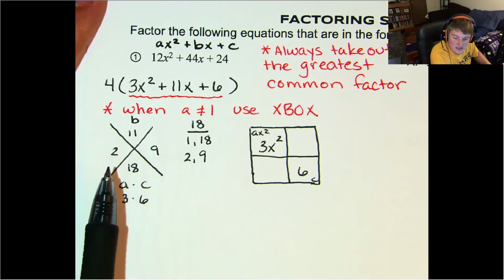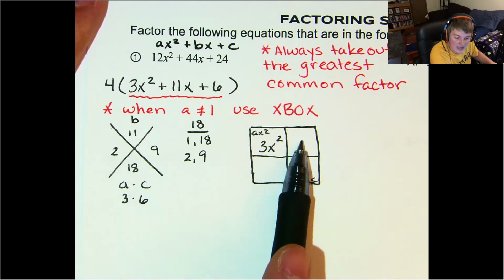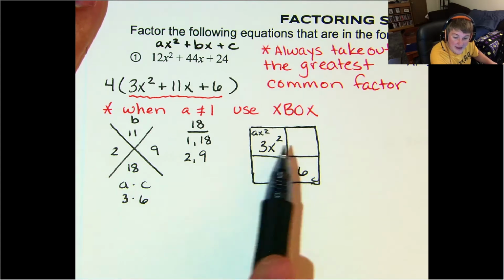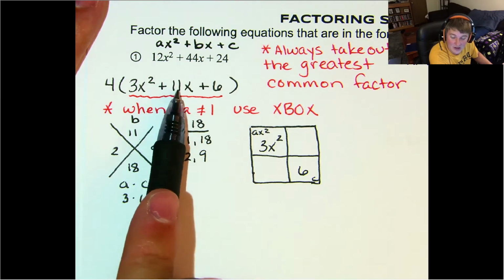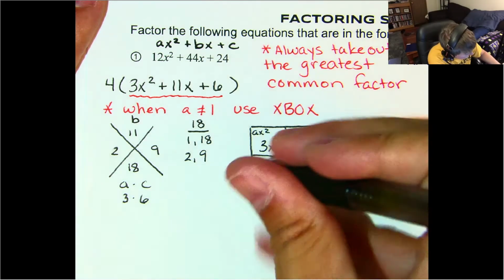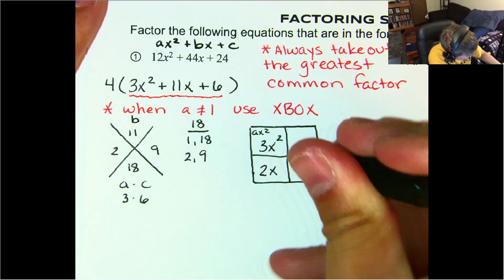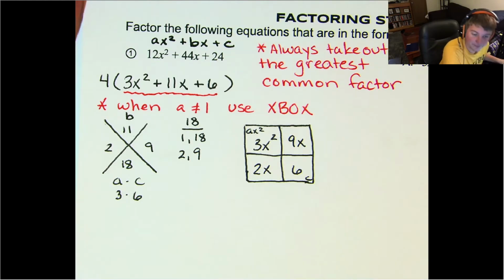Okay, and then this 2 and the 9, this is where the 2 and the 9 are going to come into account. They're going to go in these diagonals, with an x attached to it, because really what I'm doing is I'm just reconstructing 11x into 2x plus 9x. So I'm going to go ahead and put 2x here, and I'm going to put 9x here. And again, those are totally interchangeable.